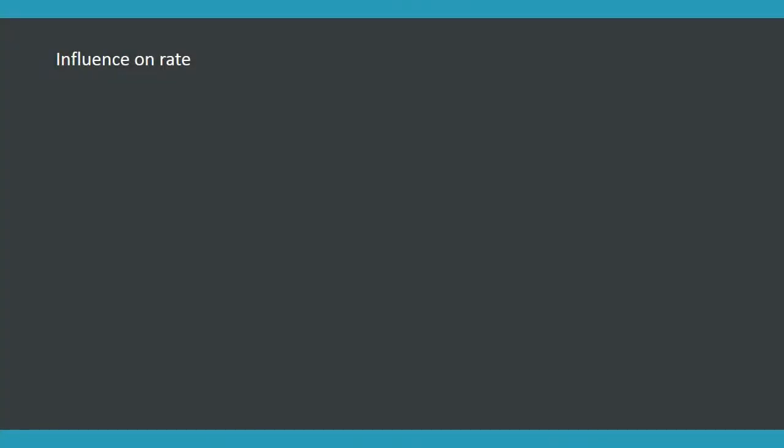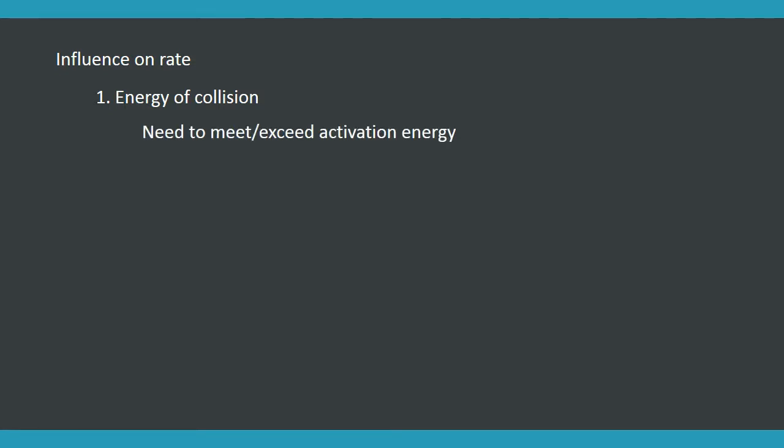We need to look at what influences the rate and influences whether or not a reaction takes place. There are two factors we're going to look at. The first is the energy of a collision. How much energy is there when two particles collide? Well, first, in order to break a bond, the particles need to meet or exceed that activation energy. And activation energy is the minimum kinetic energy needed for a reaction to take place.